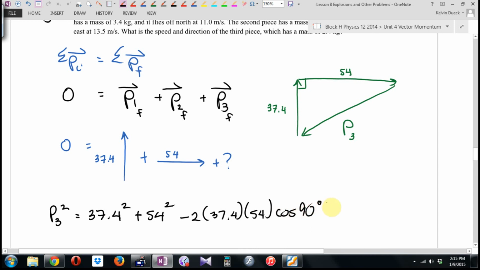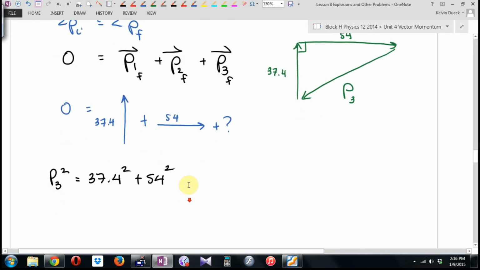And the reason it works on your calculator, what is the cosine of 90? Try it. It's not 1. What is it? Which really just says this all would cancel. It turns out Pythagoras is a special subcase of the cosine law. The cosine law is universal Pythagoras.